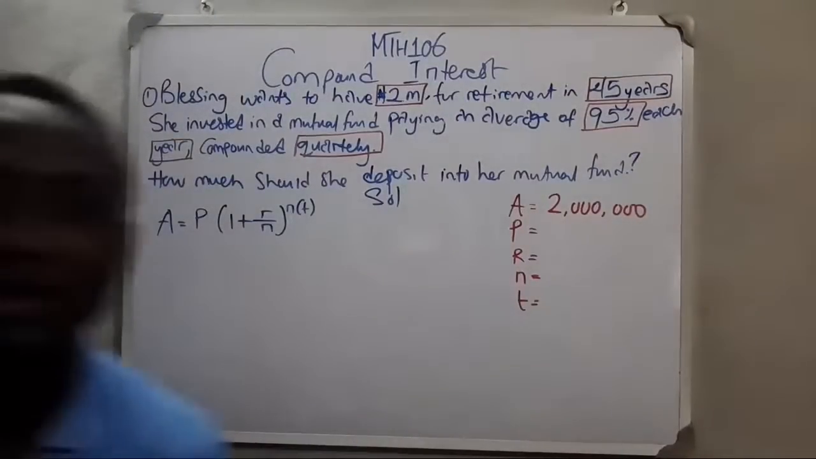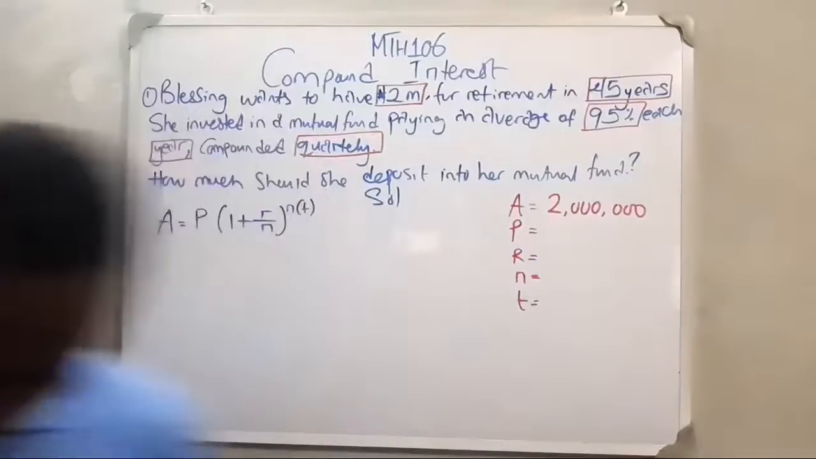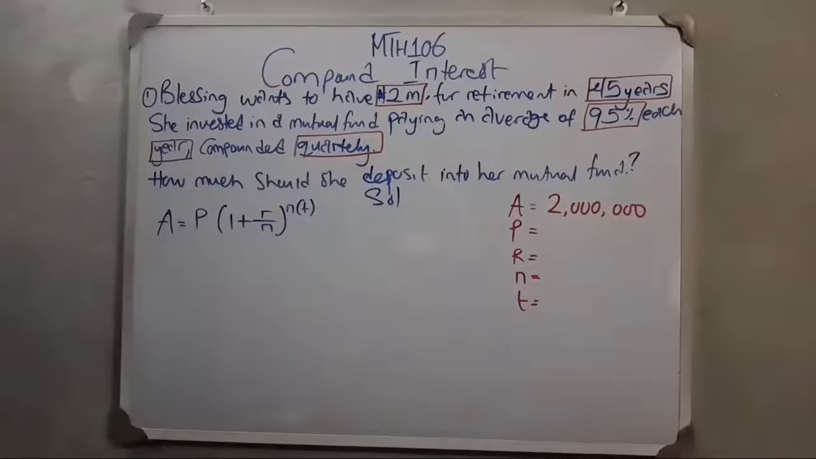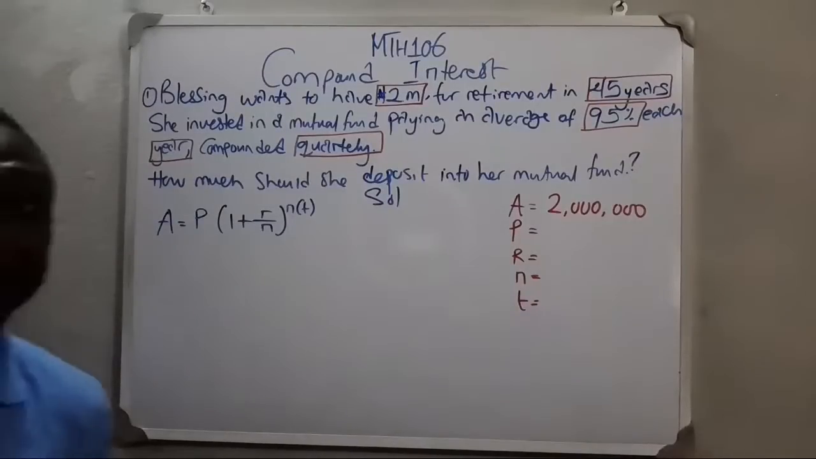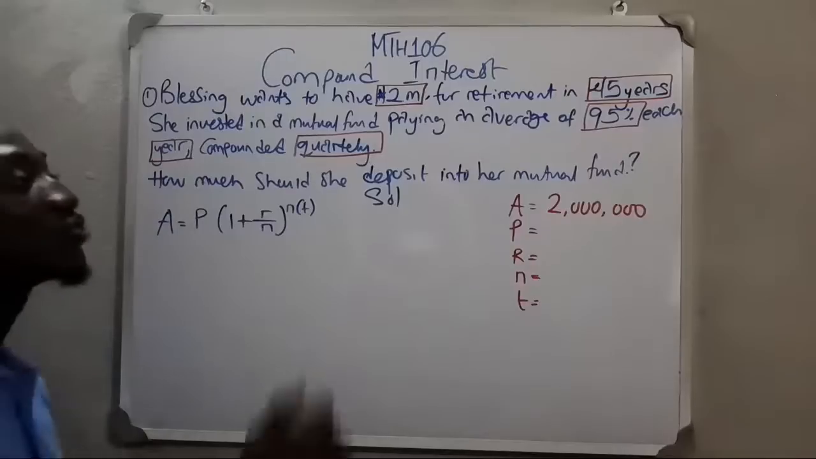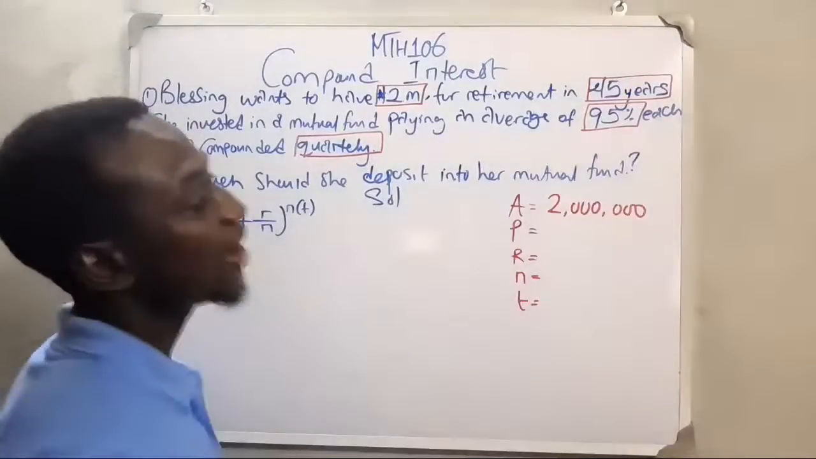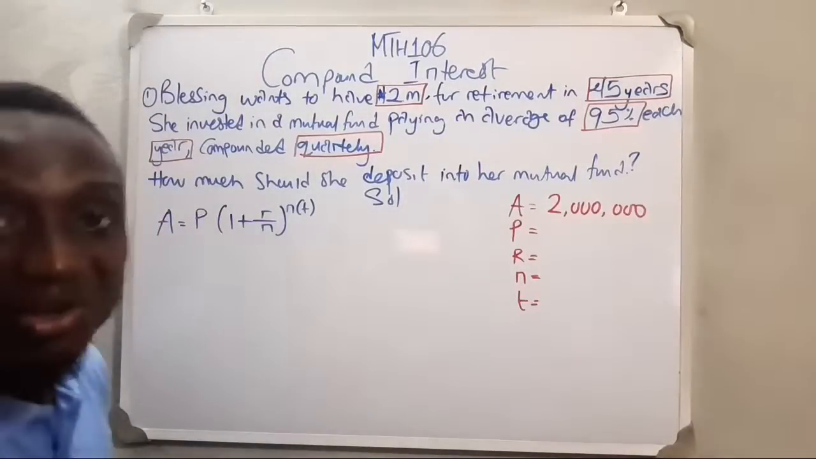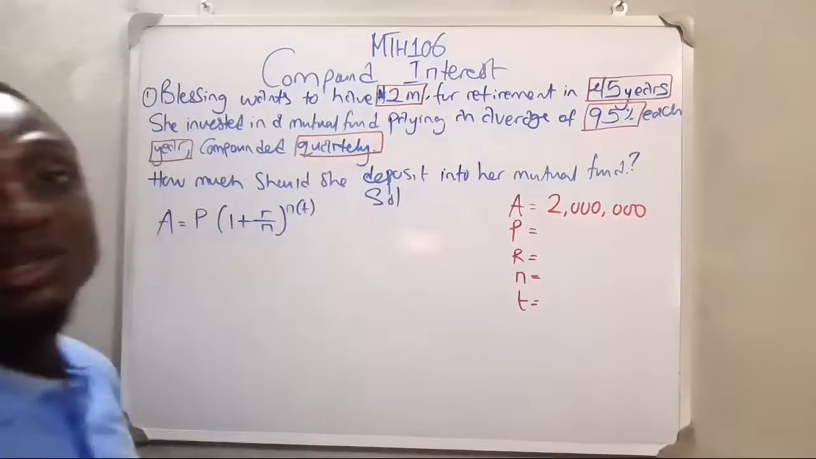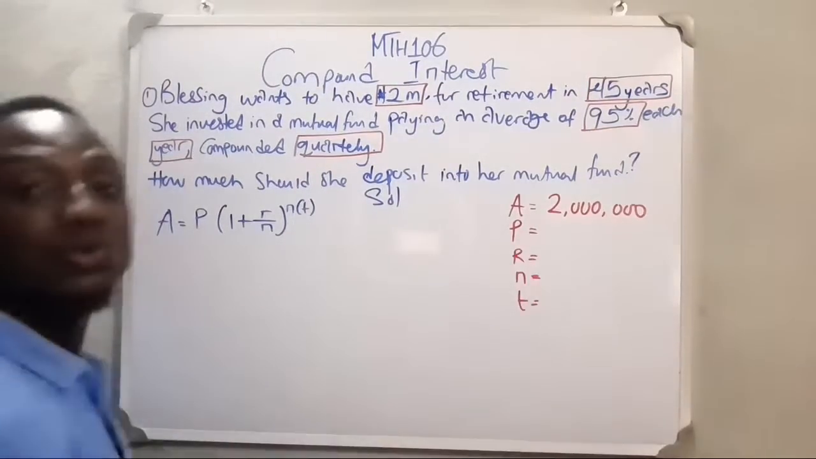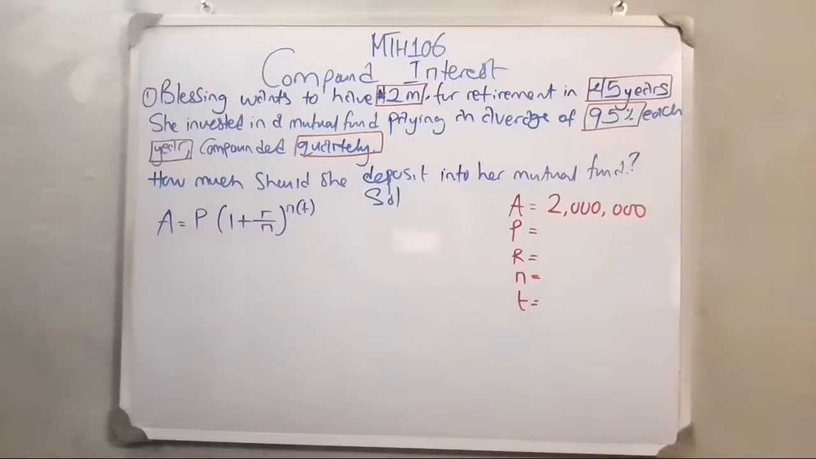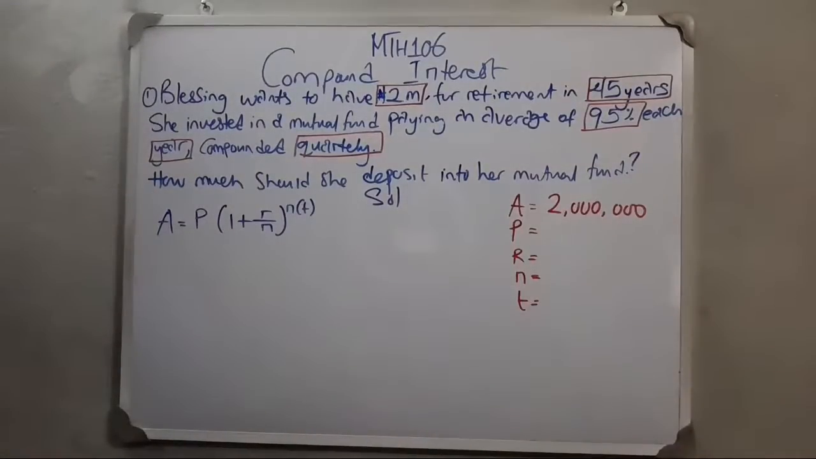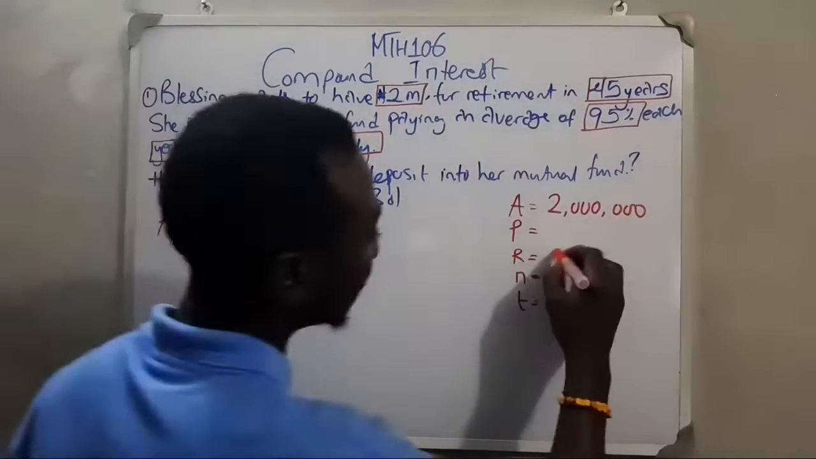Miss Titi said in the chat, she corrected herself. Yes, A is 2 million because that is the total amount she intends to get after 45 years. So the actual amount that she's supposed to be paying into our mutual fund is P, which we are looking for.